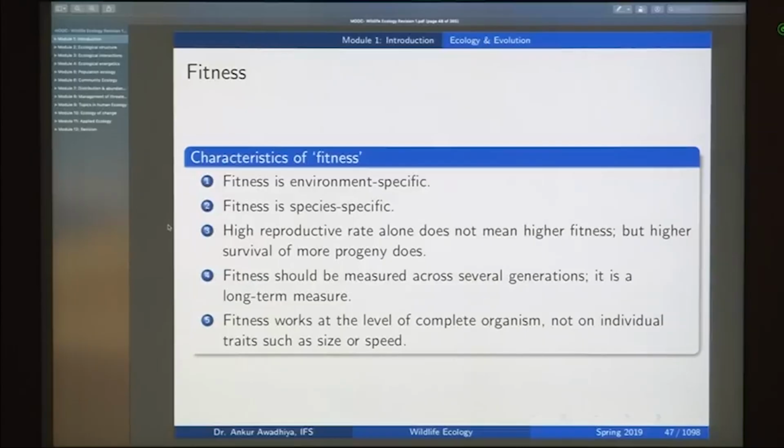Then fitness has to be measured across several generations. It is a long term measure, and it works at the level of the complete organism, not on just some individual traits such as size or speed. So, if we see that there is one tiger that is, say, larger in size, or faster than other tigers, that does not mean that this tiger will be more fit, because it is a combination of all different traits, and fitness is measured at the level of the organism, not at the level of specific traits.